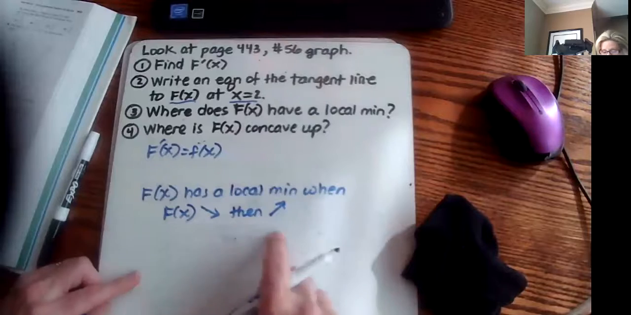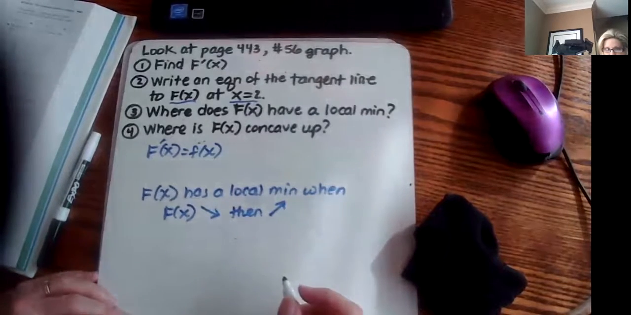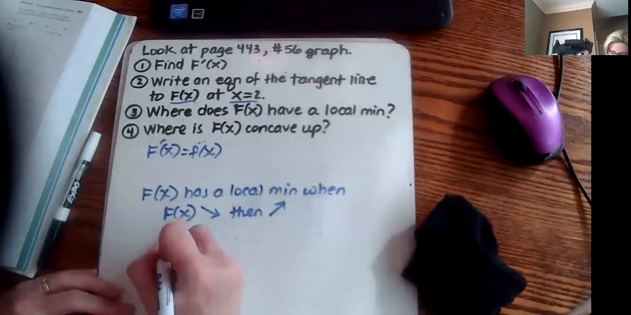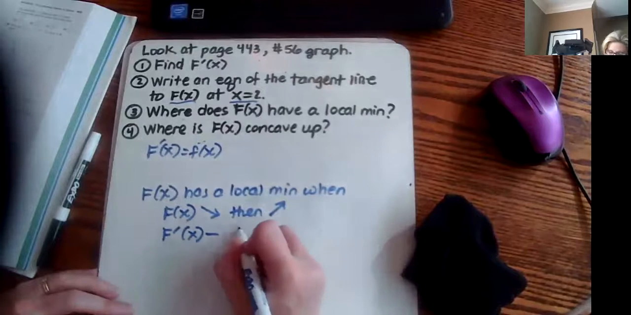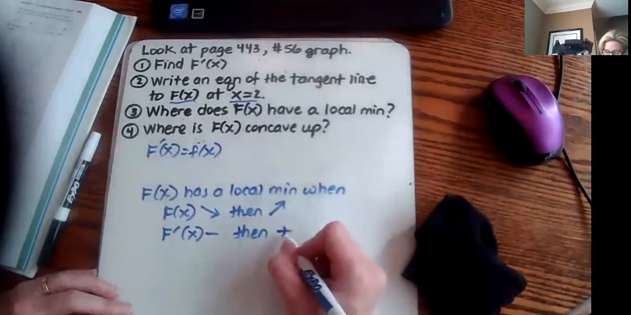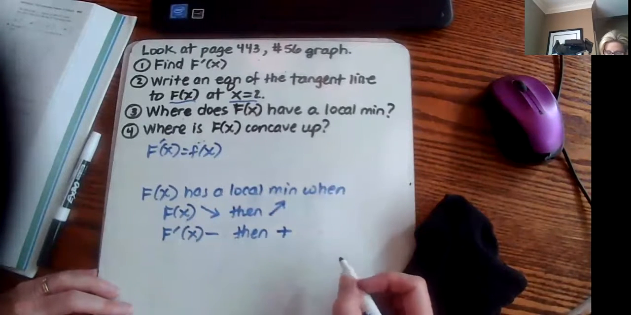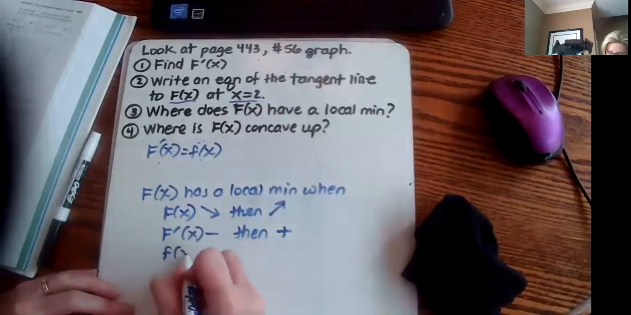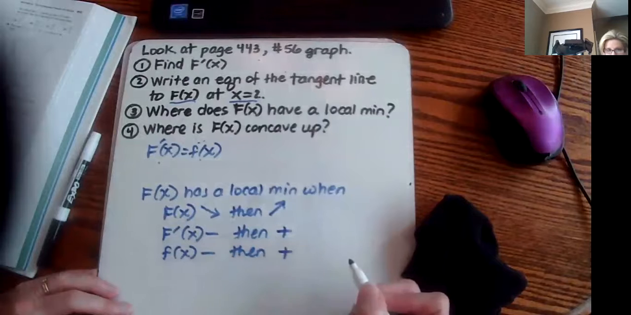So this is me thinking, but this is not necessarily me formally writing it up. So if F of x decreases, then I know F prime of x must be negative first and then be positive second, because I know that the derivative positive means the original function increases. Now remember, we know that big F prime is little f. So I'm looking for where little f is negative and then where little f is positive.